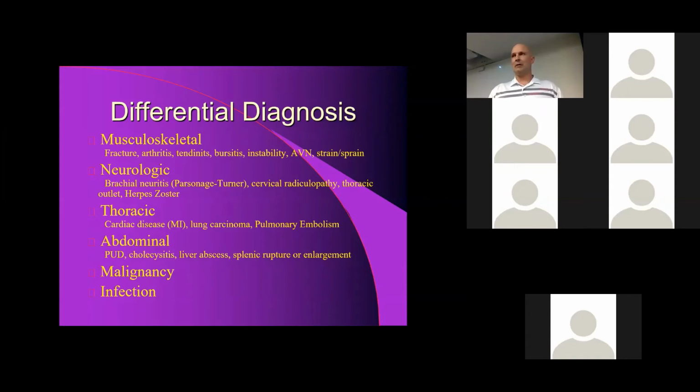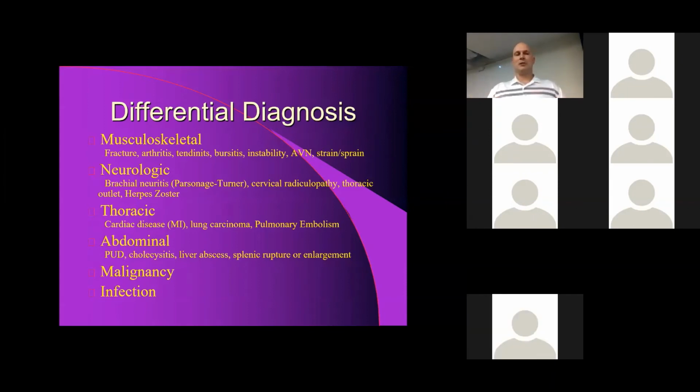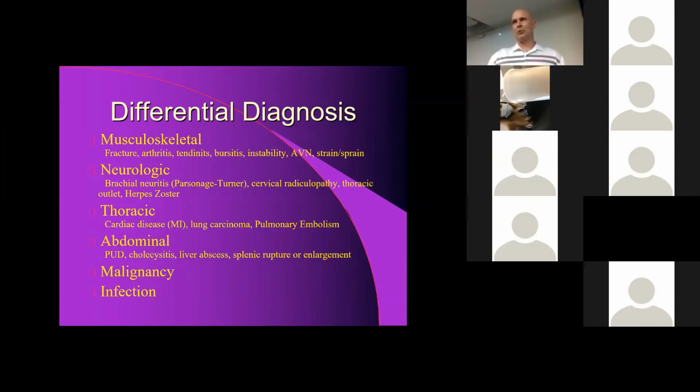Thoracic issues, obviously, especially with the patients you see: cardiac disease can cause shoulder pain. People with peripheral angina might have left shoulder discomfort. Lung carcinoma can present with shoulder discomfort, and then PE, and then you can move your way down into some of the abdominal diseases like peptic ulcer disease, cholecystitis, and liver abscesses, which would cause more things on the right side, and then a ruptured spleen would be left-sided shoulder pain. Malignancy is always on your list. Infections are always on your list of possible things in the differential.